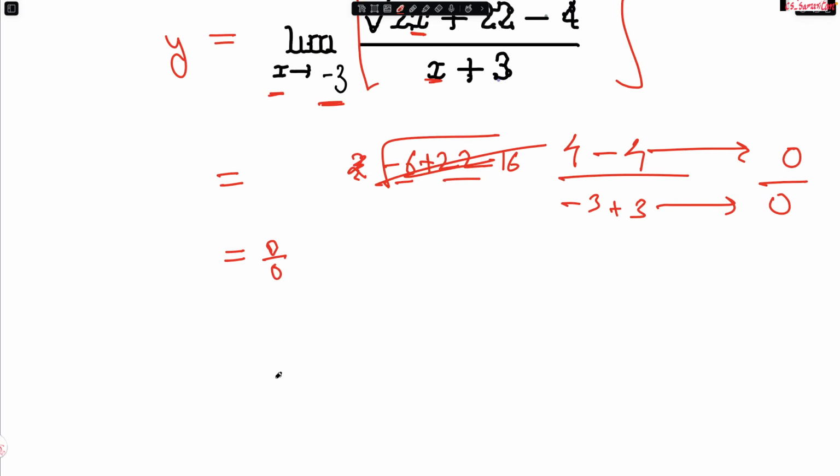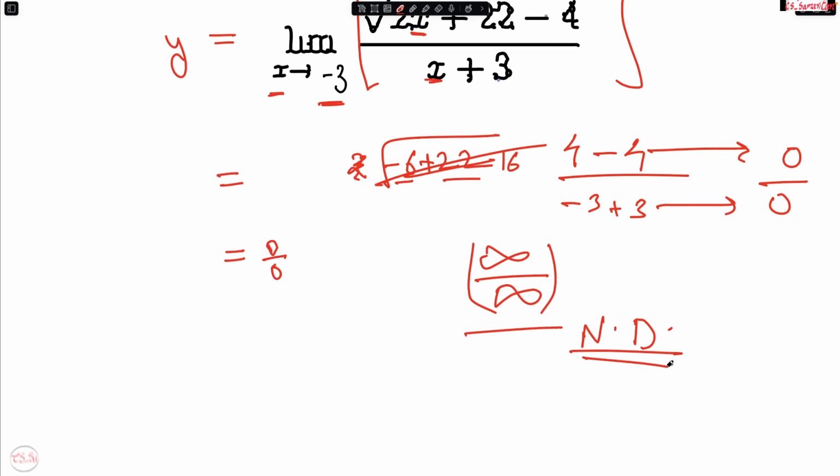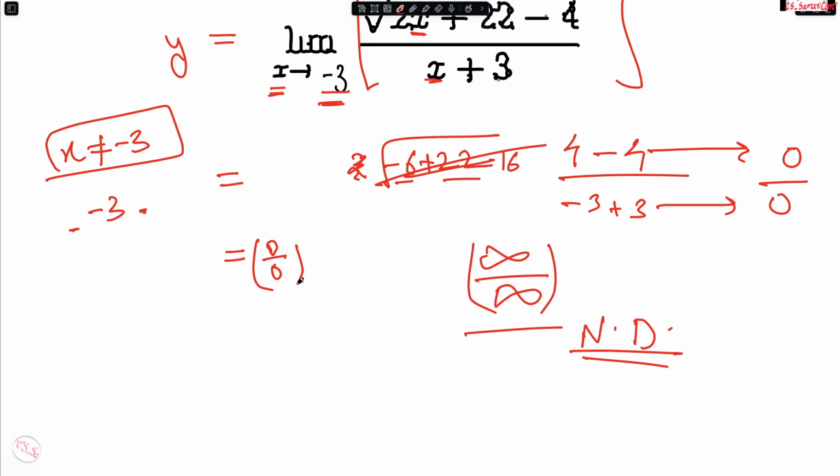Now 0 by 0 or infinity by infinity are not defined terms. They are absurd entries. They are not absurd in the sense that some kind of reduction has gone wrong, right? Because we had only placed x equal to minus 3 over here. But in fact, x is not equal to minus 3. It tends towards minus 3. It is very close to minus 3, either just smaller than minus 3 or just greater than minus 3. Right? So exactly it is not defined, but it tends towards something which is not defined. Okay. What can we do in this case?